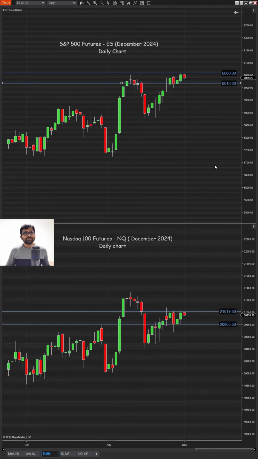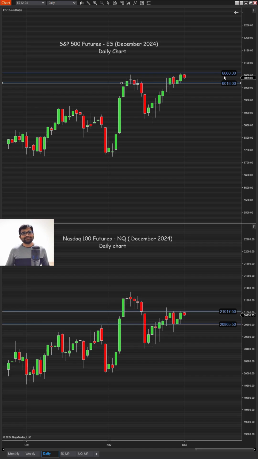And this is a daily chart. The trend has been up over here as well, just like the monthly and weekly charts. And these are the two main daily levels to keep an eye out for. Above the prior day's high, it would be bullish. Below prior day's low, it would be bearish. And in between these two daily levels, it will be choppy or sideways price action.